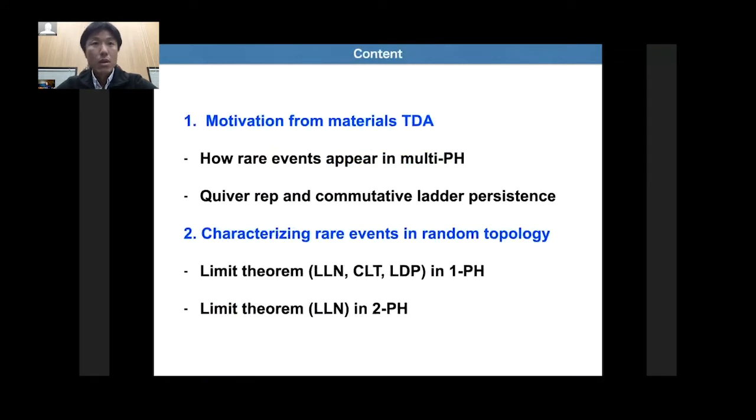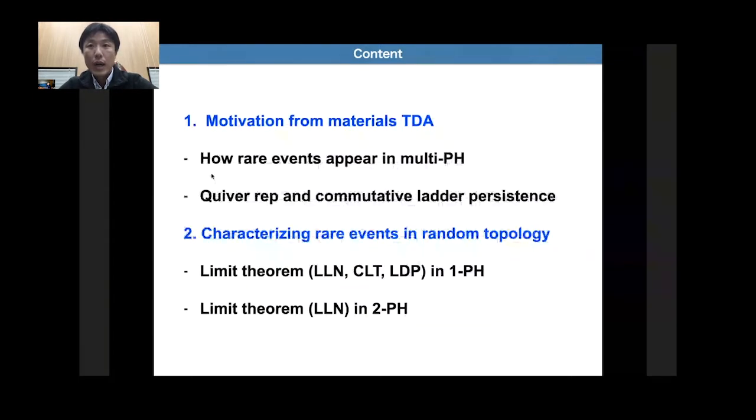All right, so here is the content of my talk. My final goal is to understand multi-parameter persistent homology and make it easier to handle for practical data analysis. I have not yet achieved this goal at present, but I will talk about several ongoing works towards that goal today. First of all, I'd like to show a strong motivation from the practical data analysis in material science, and then I'd like to make the mathematical problem clear.